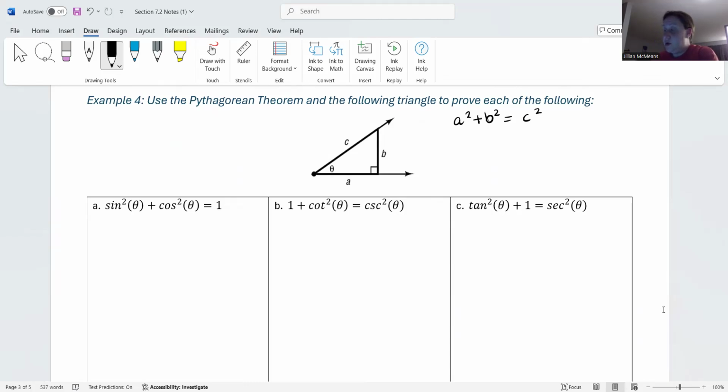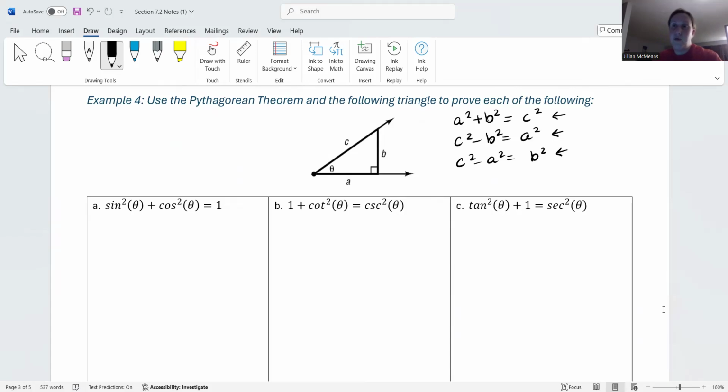Now, if I were to take this and subtract b squared from both sides, I would get c squared minus b squared equals a squared. And if I were to take what I originally started with and subtract a squared from both sides, I would get c squared minus a squared equals b squared. So we've taken the Pythagorean theorem and we've solved it for c squared, a squared, and b squared. So keep that in mind. That's going to be helpful in just a bit.